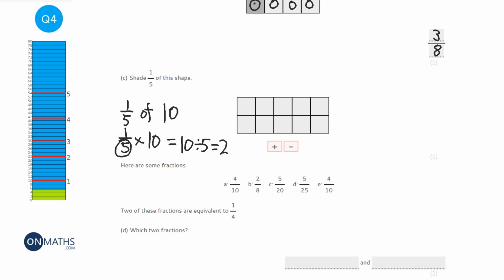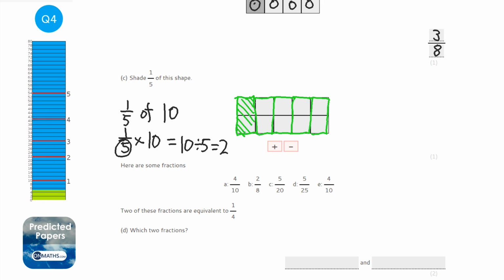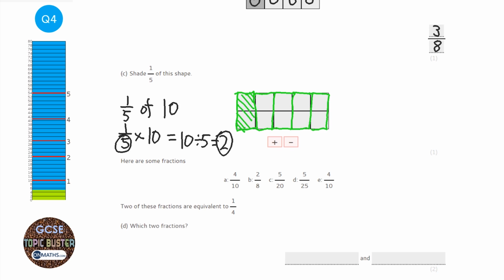A different way of thinking about this question is if you cut this shape up into 5 equal sections, those sections, the green sections, become a fifth. So if we want to shade 1/5, we just want to shade in one of those sections. And actually that's the amount of squares that our calculation just worked out. So it should be 2 squares. Now it doesn't have to be the 2 squares that I've shaded. As long as you've shaded in 2 squares, then you've answered the question.